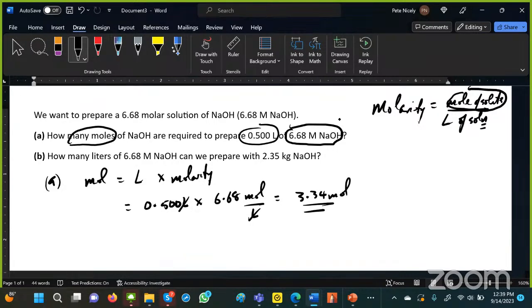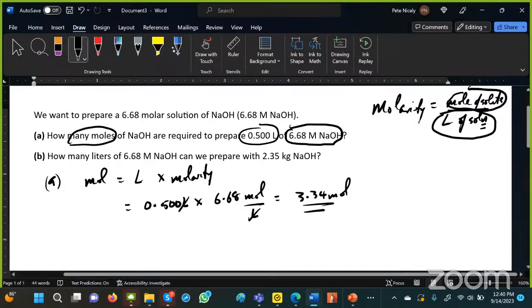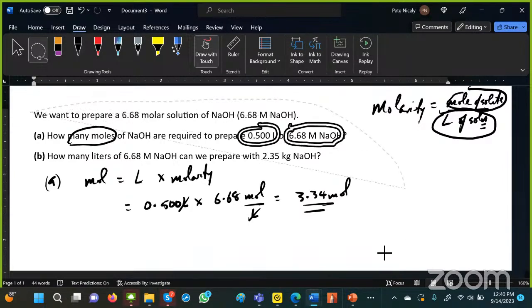All right. Any questions about this? There shouldn't be any. This is too easy. All right. For B, it's asking how many liters. So you're using the same equation here, but this time the question is asking for the liters of solution. All right. So let me get rid of some of this stuff here.